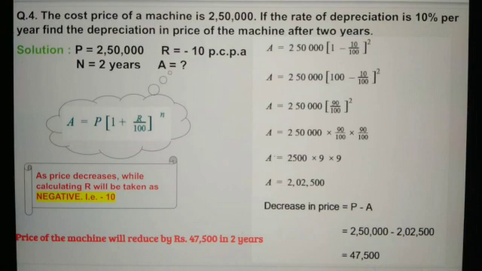Now what have you to find out? You are going to find out the depreciation in price. So decrease in price is equal to principal minus amount. So what is your principal? 2,50,000 minus what is the amount? 2,02,500. So subtract it. What will you get? 47,500. So the price of the machine will reduce by 47,500 in 2 years.